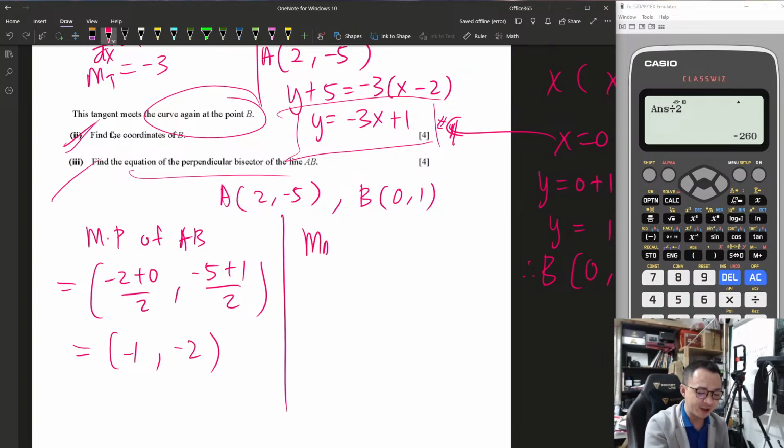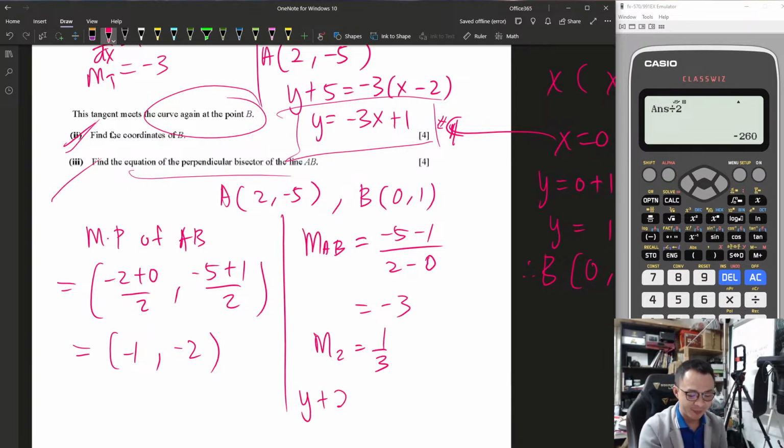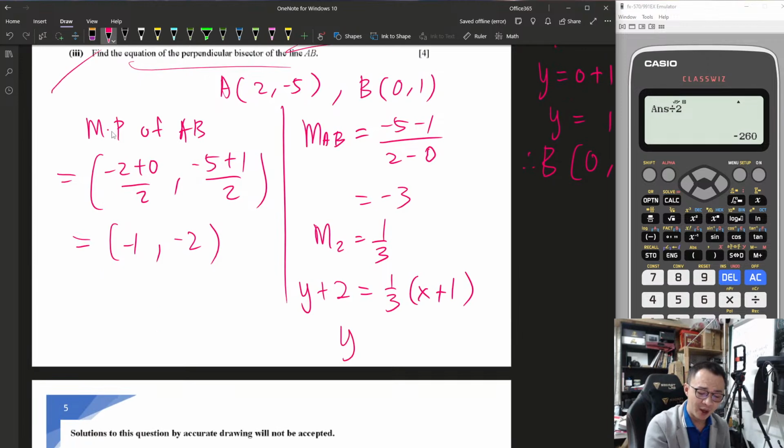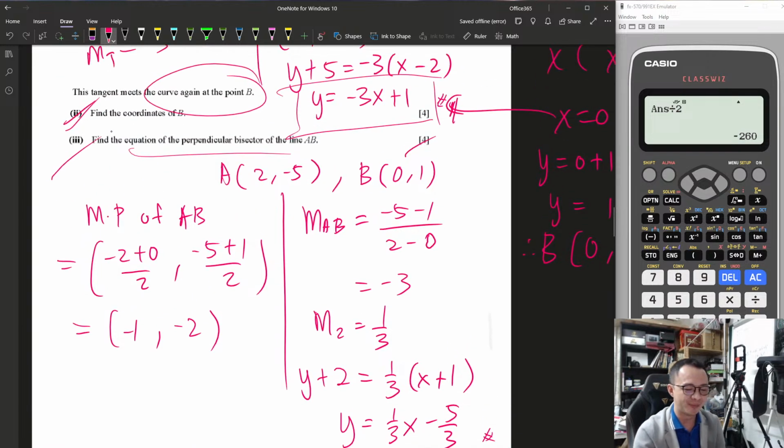Then I need to find the gradient of AB, then only I can find m2. The gradient formula is (y minus y) over (x minus x). So this one should be negative 6 divided by 2, which is negative 3. So m2 is basically 1 over 3. Now I can form the equation of the perpendicular bisector. y minus y1 equals m times x minus x1. I hope my mental calculation is correct. Another 4 marks, perpendicular bisector.